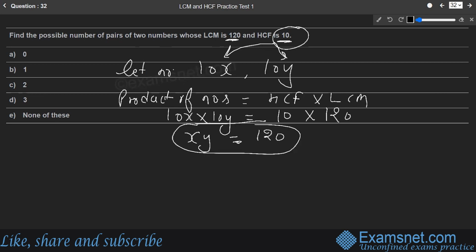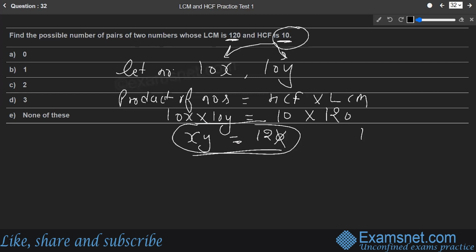Now he has asked us to find the possible number of pairs, so we have to find the possible number of x and y such that their product becomes 12. For this particular case, we have to keep guessing. How many such pairs are there which make the product 12? So let us find out.